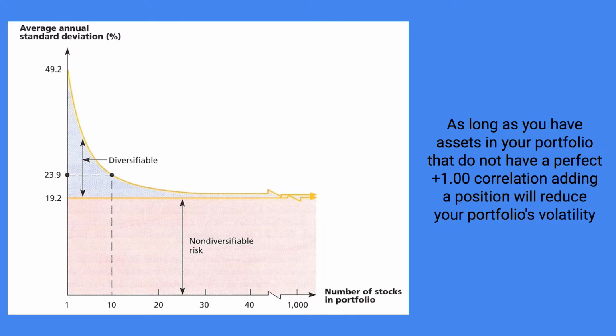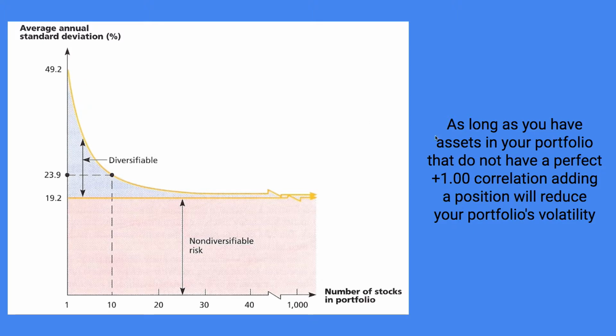This graph shows that as you increase the number of stocks in your portfolio, you are going to lower the annual standard deviation of your portfolio, which again is just a measurement of risk. As you add more stocks to your portfolio, the annual standard deviation will decrease, but it will decrease at a decreasing rate. What this tells us is that the more uncorrelated the assets, the steeper this graph is going to be. As long as you have assets in your portfolio that do not have a perfect positive one correlation, adding a position will reduce your portfolio's volatility, all else equal.